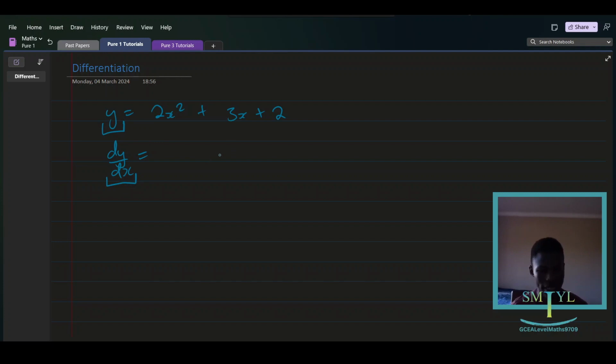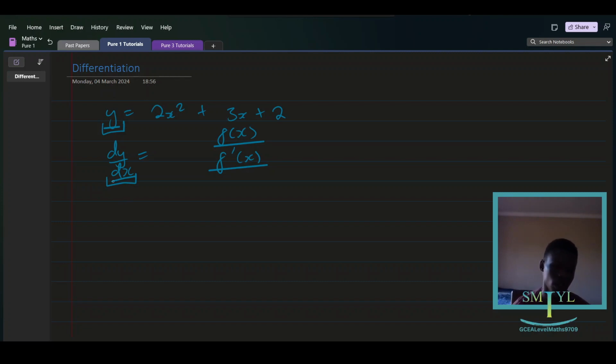dy dx can also be represented as f prime of x. This means that the original function that you started with was in the form f of x. So if f of x is the original function, the first derivative is f prime of x. If y is the original function, the first derivative is dy dx.